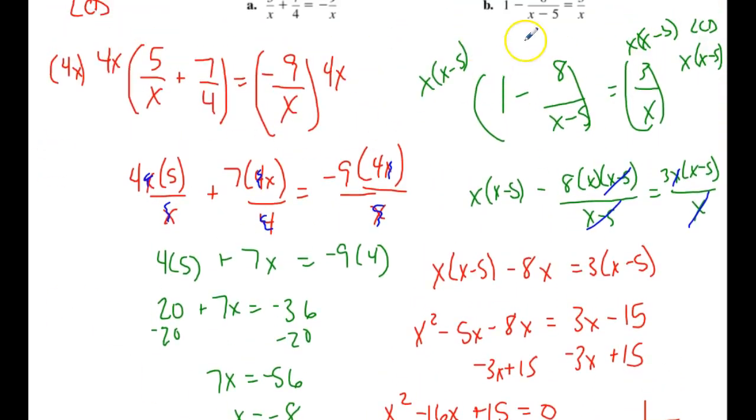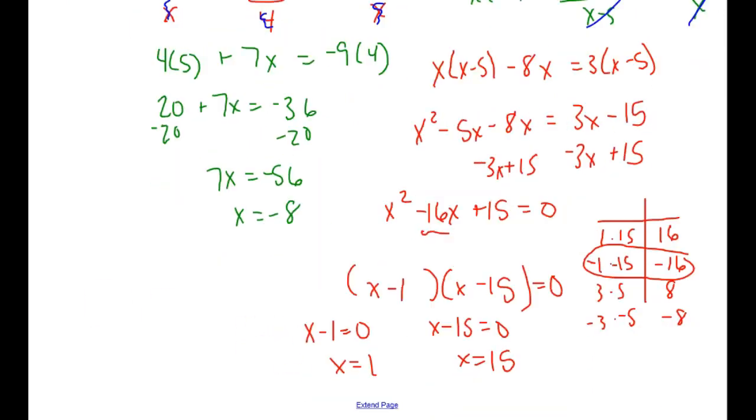So I go back to my original equation to see if anywhere my x value will make my denominator 0, which it won't, because I have 1 and 15, and both of those end up working. So both of these will end up being solutions for this problem right here. My x equals 1 and x equals 15.